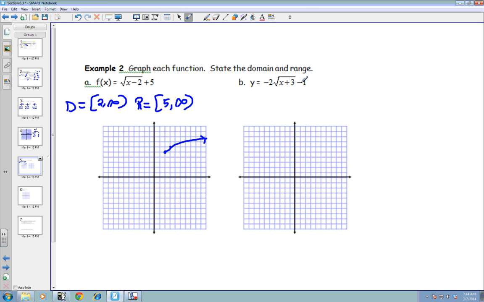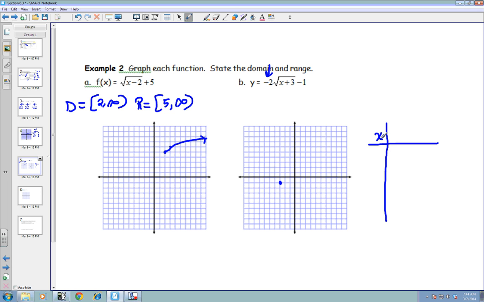Now this one's going to be changed a little bit. I know I'm going to go to the left 3, 1, 2, 3, down 1. There's my starting point. So this -2 right here is going to change it. First of all, instead of opening up, it's going to be opening down. It's going to go this way.